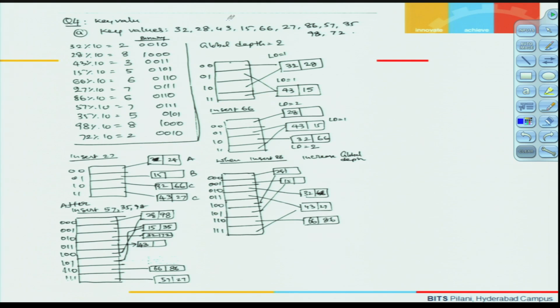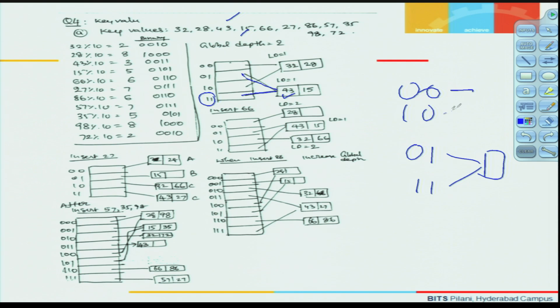Then I take 43, which is 0011. I take 2 bits, 11 takes me to this entry, and I put 43 here. Then 15 will be 01, and this points to this bucket. Because the local depth is equal to 1, both 01 and 11 point to the same location, and 00 and 10 point to the same bucket, since the global depth is equal to 2 and the local depth is equal to 1. Okay, up to this there is no problem.